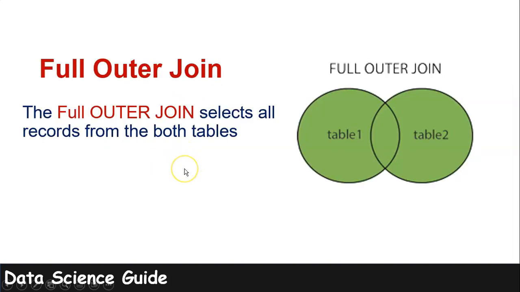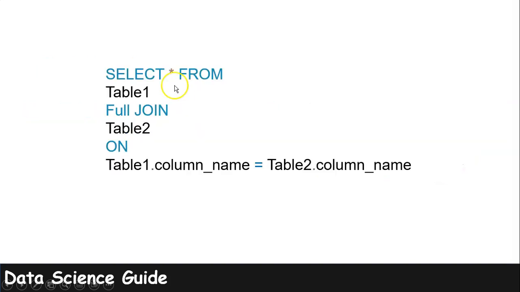And in full outer join, we select all records from both tables. So in this case, we'll get all records retrieved from these two tables. And also we have the same syntax, except we have here full join.